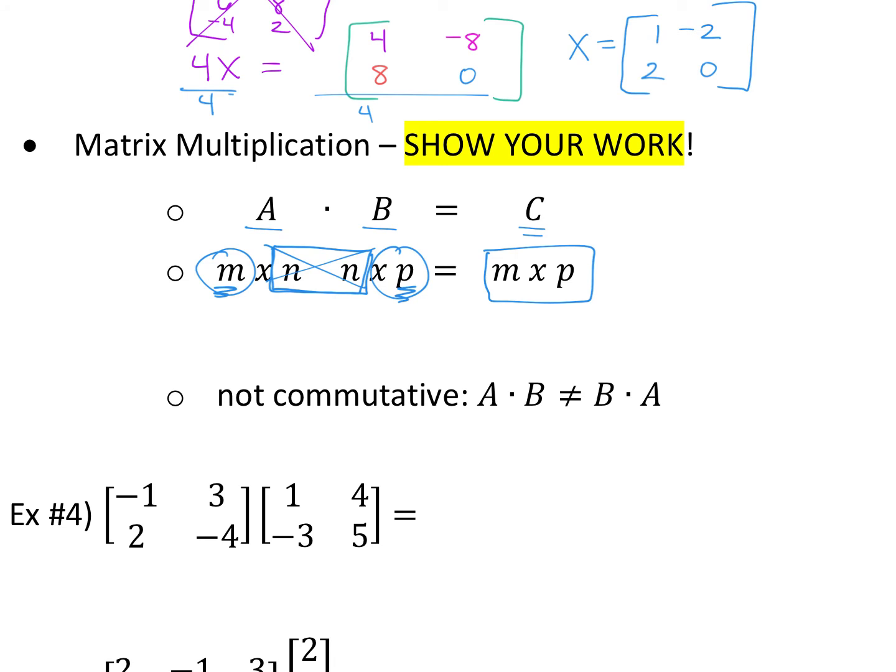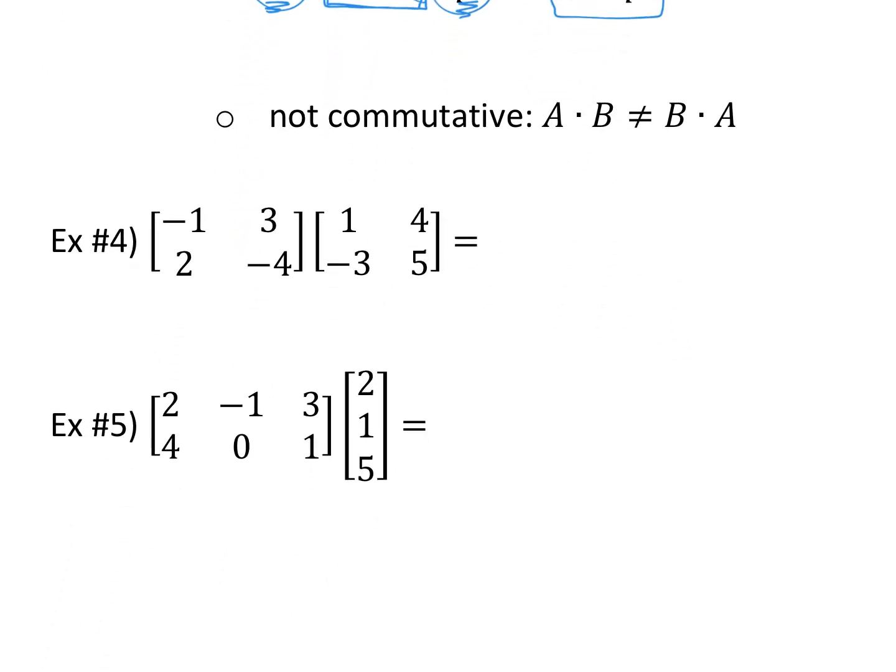Matrix multiplication, I know normal multiplication is commutative, right? 2 times 3 equals 3 times 2. Matrix multiplication is not that way. So if I take A times B, I'm going to get a matrix, whatever that matrix looks like. If I take B times A, it's going to be a different matrix. They are not commutative. So it does matter the order you do it in. So just make sure you're doing it in the order that is given or asked, depending on what the question looks like. But here's what you do.